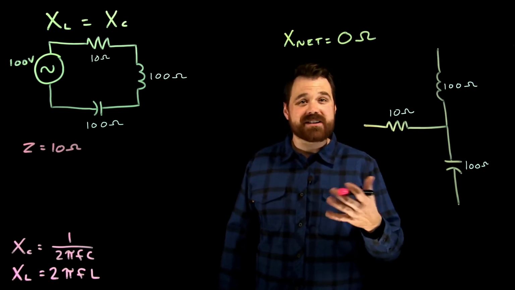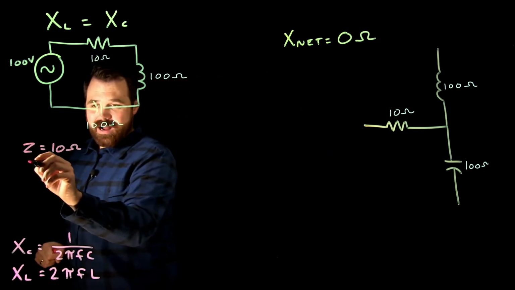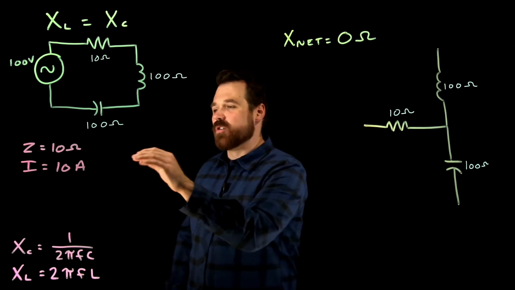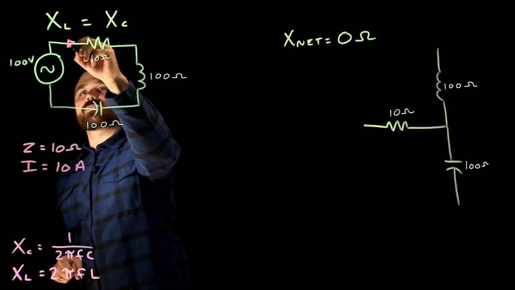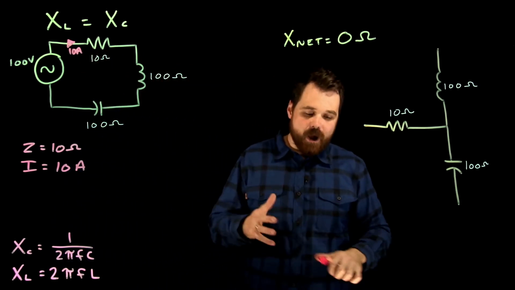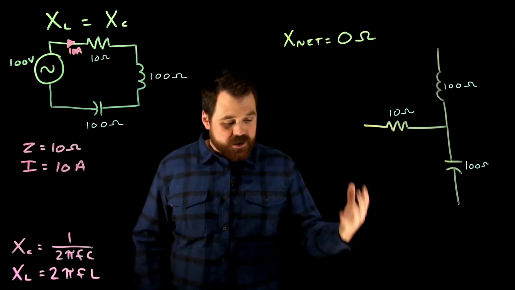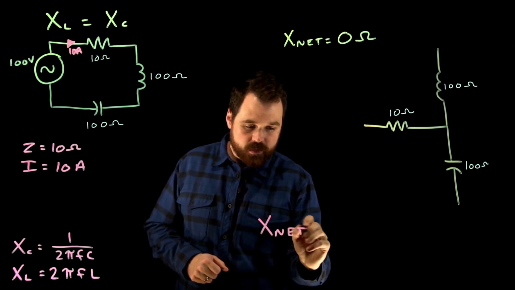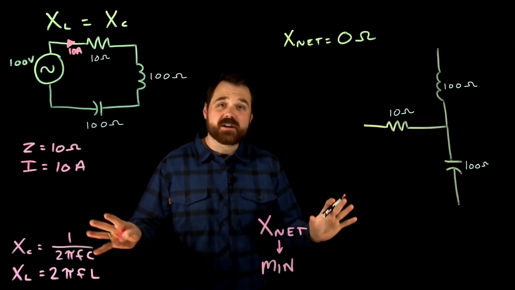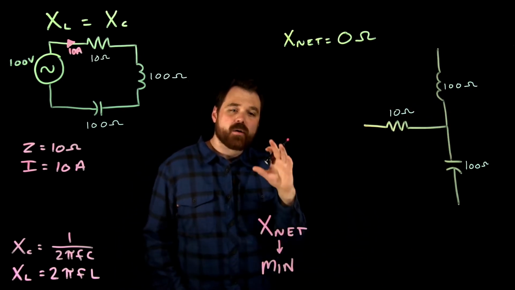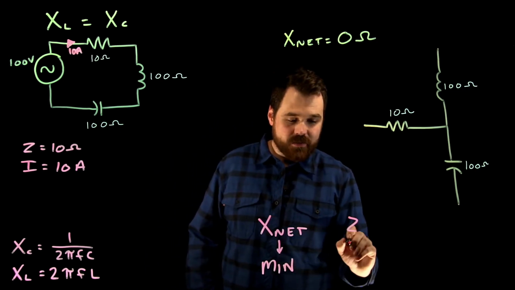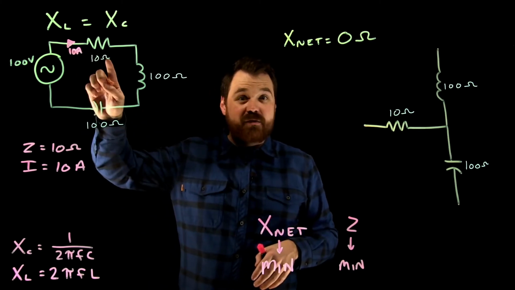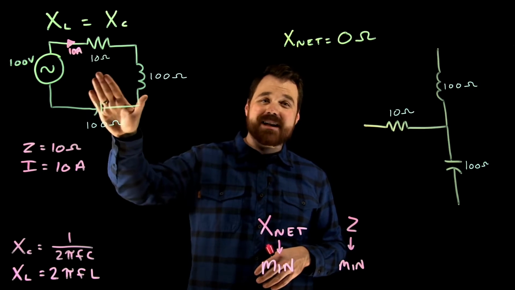No problem. That would allow us to calculate the current in the circuit. So I equals E over Z. In this case, our current would be 10 amps, nice and simple. So with that Z being 10 ohms, we now have 10 amps flowing through the circuit. Now, that's fine and dandy, but with our X net equaling 0 ohms, we could say with absolute certainty that X net is at a minimum value. It'll never get smaller than when my XL and my XC cancel each other out. That also means that my Z is at a minimum value. My impedance can never get smaller than it is right now. I have that resistance of 10 ohms. Unless I take that resistor out, my impedance will never be less than 10 ohms.